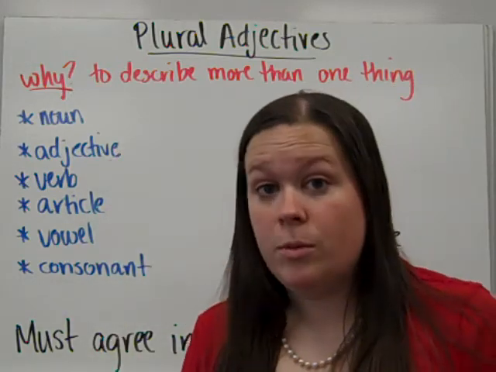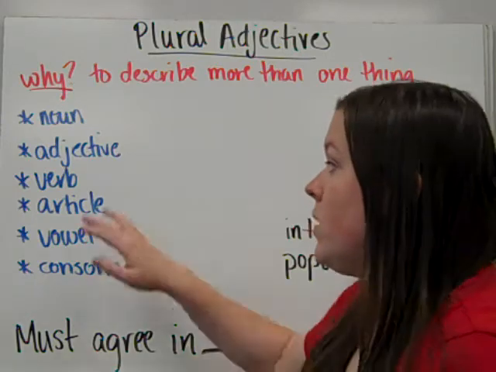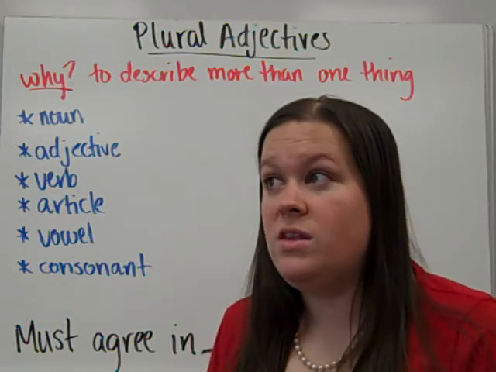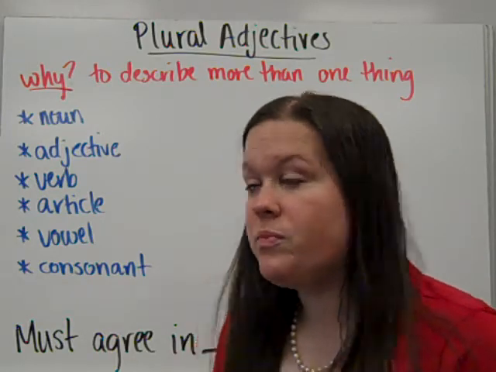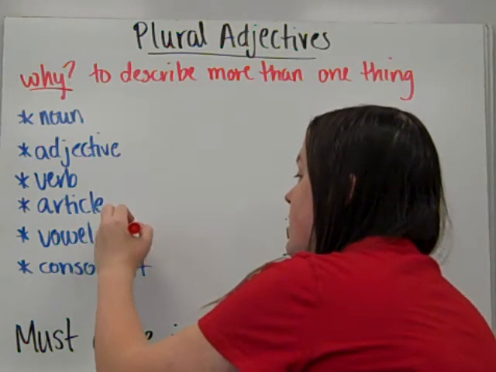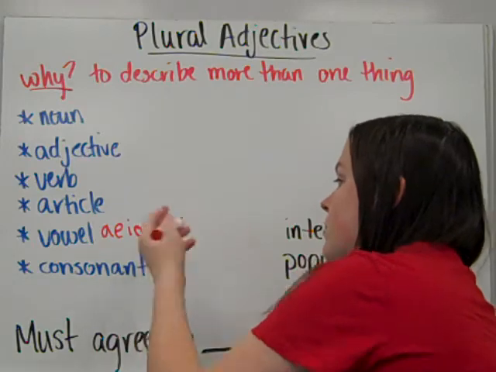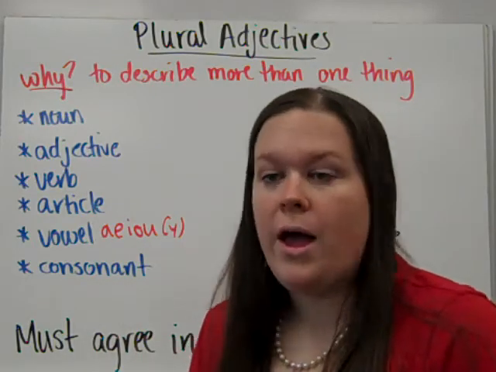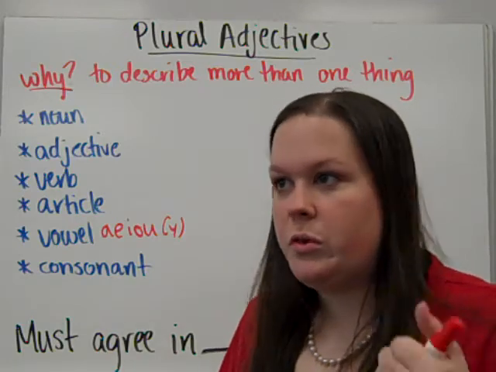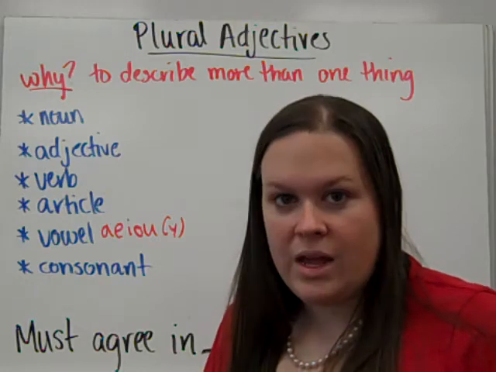An adjective is a descriptive word, so it's giving more information about something. The verb is the action in the sentence. It's what the person or thing is doing. A vowel is any of these five things, and sometimes in English, Y. A consonant is any letter that isn't a vowel, so C, X, Q, R, any of those.